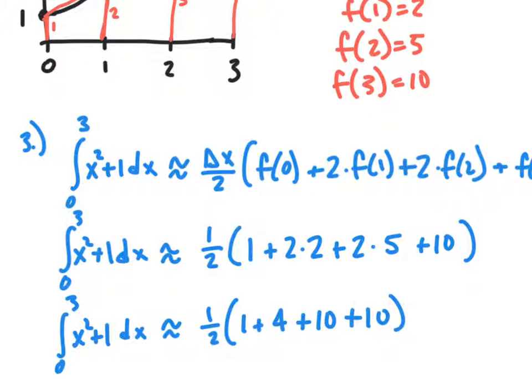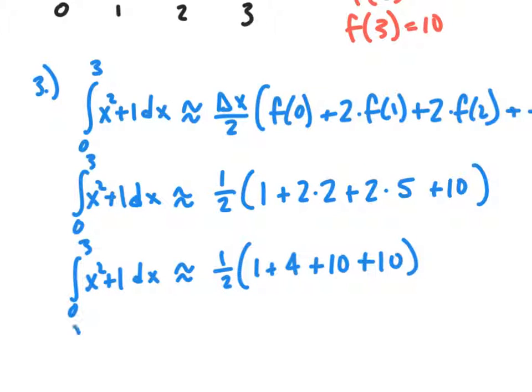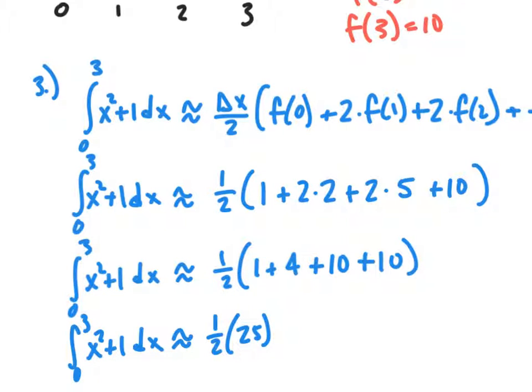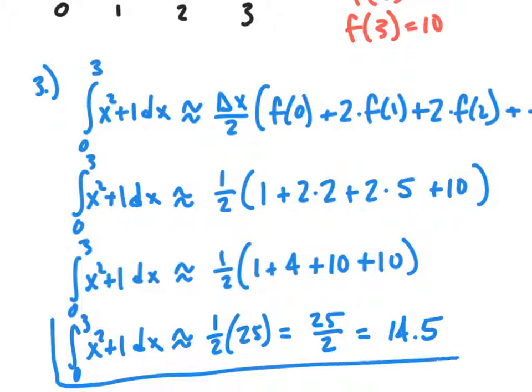So that gives me 25. So the integral from 0 to 3 of x squared plus 1 dx is approximately equal to 1/2 times 25, which gives me 25 halves, which is also equal to 14.5. Any of these work, it doesn't really matter. But that's the idea.